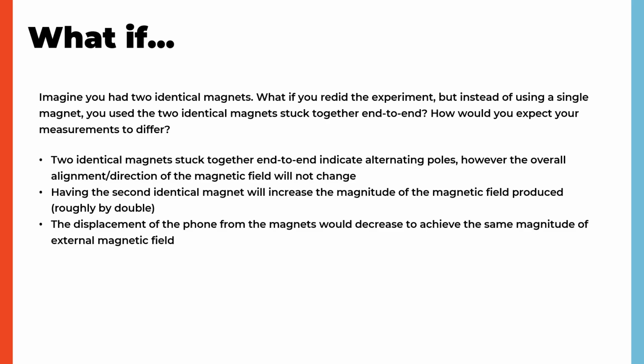If you had two identical magnets stuck end to end, the direction of the magnetic field wouldn't change, because if you had north on the left and south on the right, you would still have that with the two magnets. However, adding the second identical magnet would increase the magnitude of the magnetic field by roughly a factor of 2.